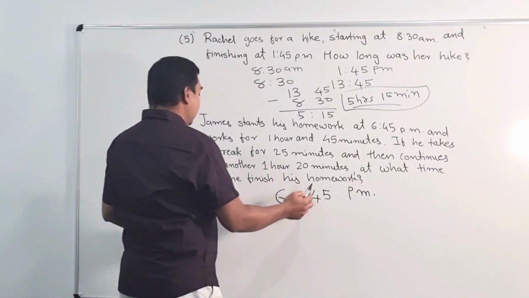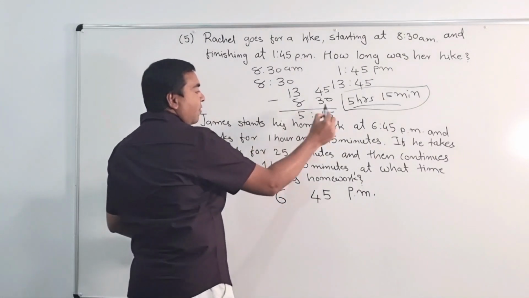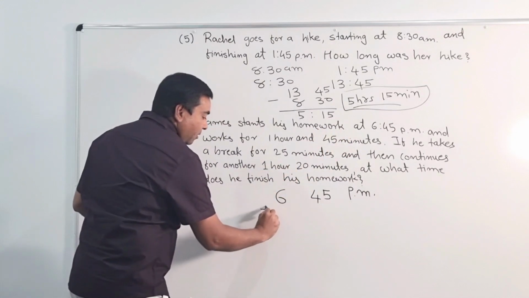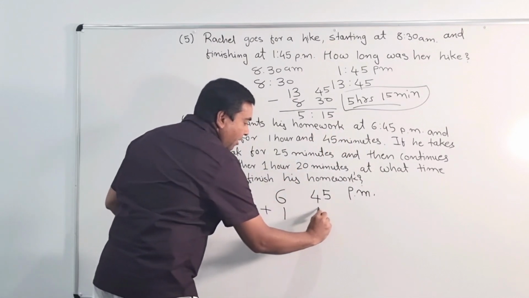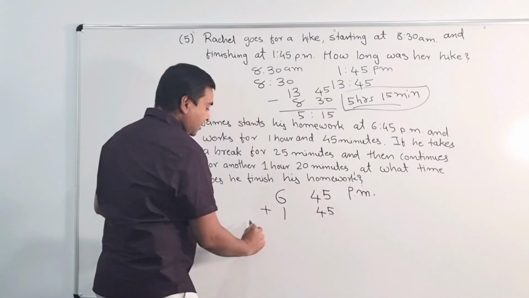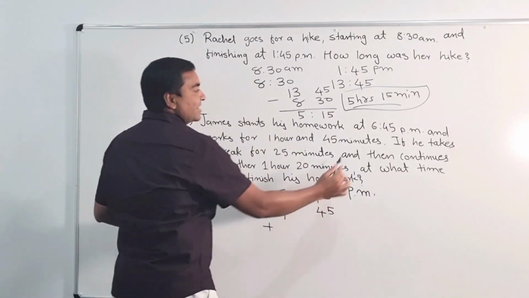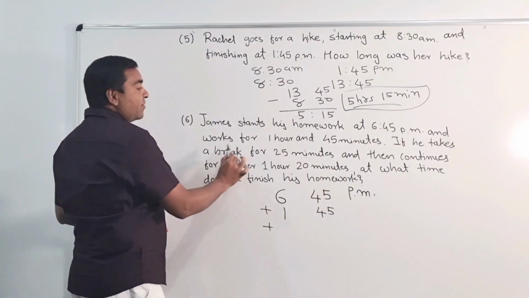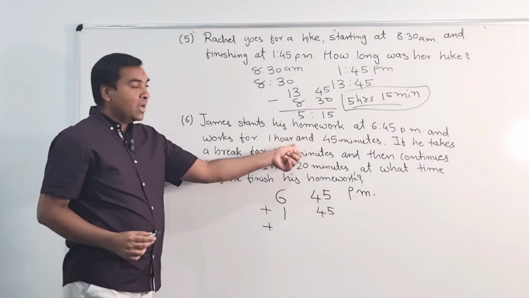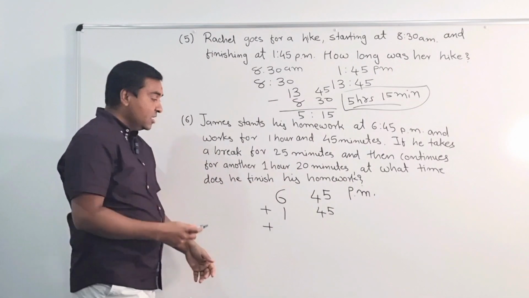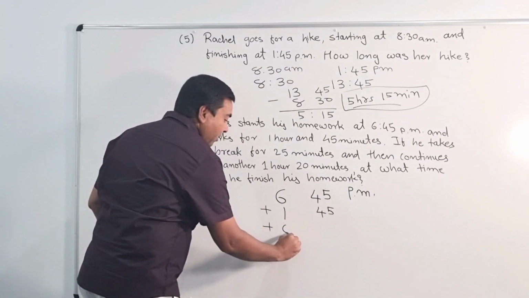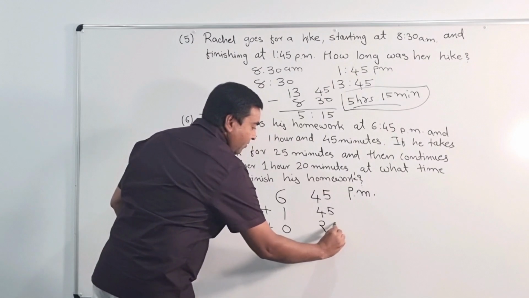Now what is the first activity? He worked for 1 hour 45 minutes. So I've got to plus that, plus 1 hour and 45 minutes. That's a study session. And then what does he do next? He takes a break for 25 minutes. That I've got to plus as well. So how many hours? 0 hours. Only 25 minutes.